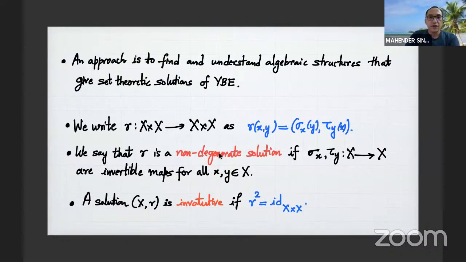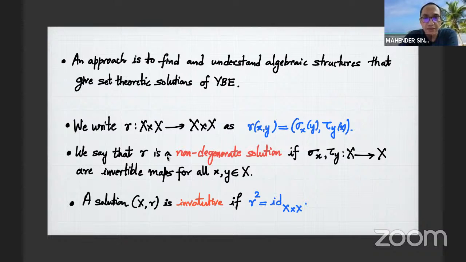So as I said, an approach to find and classify the set theoretic solutions of the Yang-Baxter equation is to try to understand and classify these algebraic structures which give rise to such solutions. So to proceed further, let me set some notations. Suppose R is a map from the two-fold Cartesian product of a set to itself. I can write this map R(x,y) as (sigma_x(y), tau_y(x)), just for convenience.